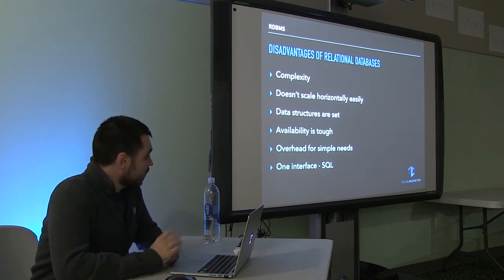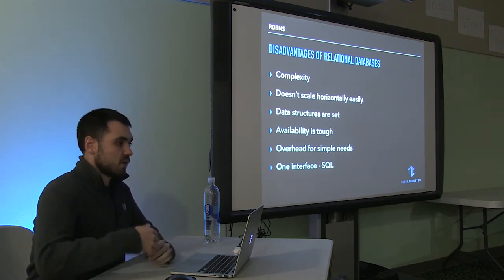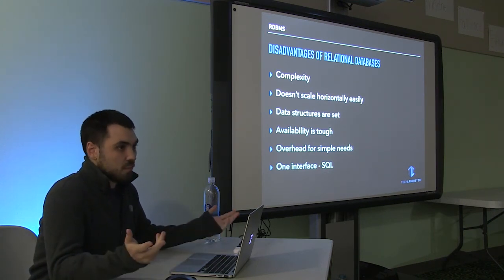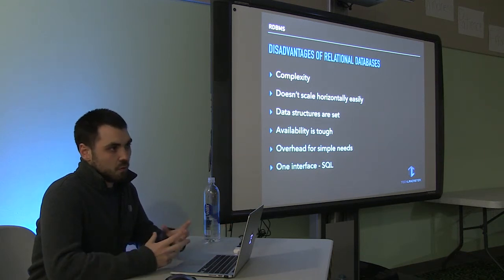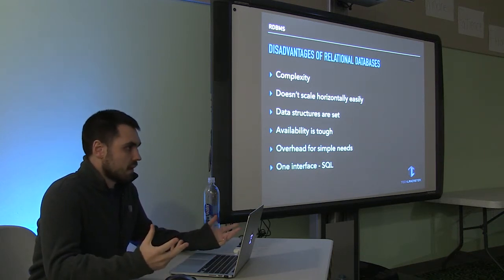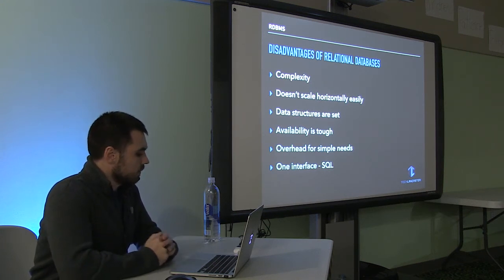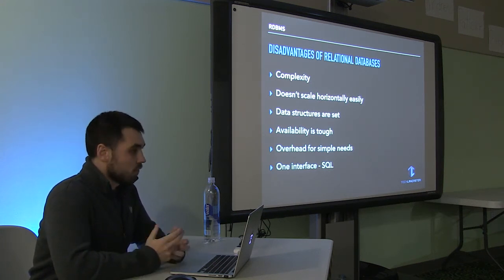Because of ACID properties, availability is tough. Like I said, vertical scaling means that you'll sometimes have only one server. If that server goes down, your availability is 0. If you were able to scale horizontally, you would have more availability, but relational databases can't do that as easily. There's a lot of overhead.